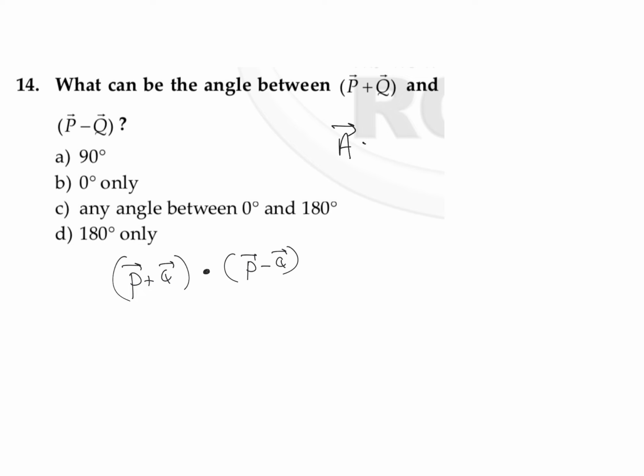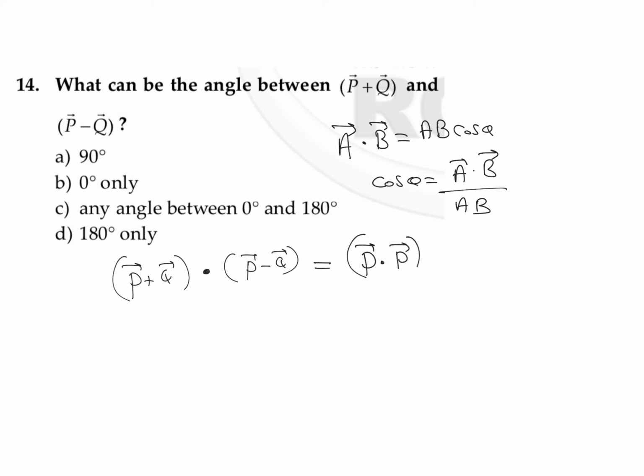If you want to find the angle between vectors, you can write A dot B is equal to AB cos theta. So cos theta is equal to A vector dot B vector divided by AB. Now if you go for P plus Q dot P minus Q, what are we going to get? First we can write P vector dot P vector, then P vector dot minus of Q vector.